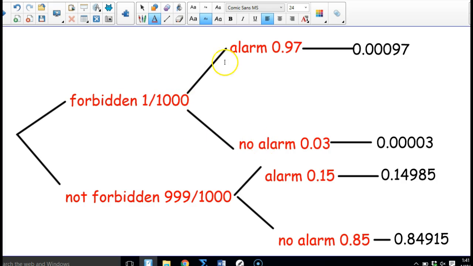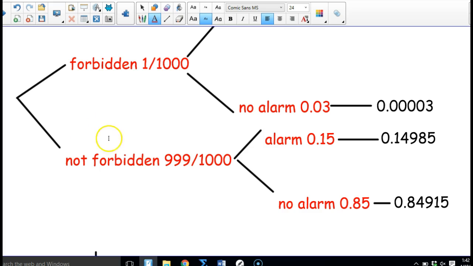It states in the problem, if you bring forbidden material, the chances of triggering the alarm is 97%. That means of bringing forbidden material right here and not having the alarm go off is 0.03. How did I get that? Remember, the branches again need to add up to 1. We don't get this 0.03, but we do get the 0.97. So 1 minus 0.97.